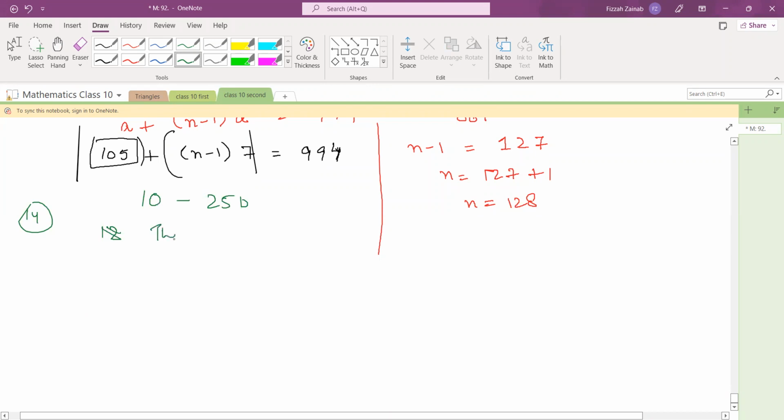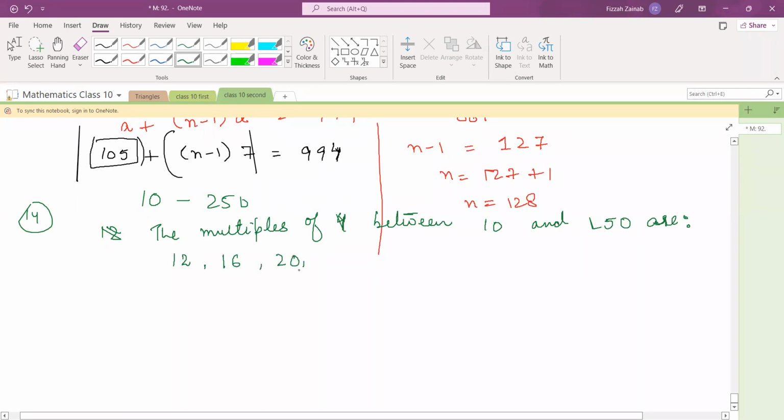Or you write in a sentence, multiples of 4 between 10 and 250 are. Now what are the multiples? First will be 12, correct? The next is 12 plus 4, that is 16. Then you have 20. And what is the last one? For 250, you divide it by 4 and check whether it is a multiple or not. So 4 into 6 is 24. Then you get 10. So 4 into 2 is 8. Then you get 2. So 2 is a remainder, right? So that means 248 is the last multiple of 4. Correct?